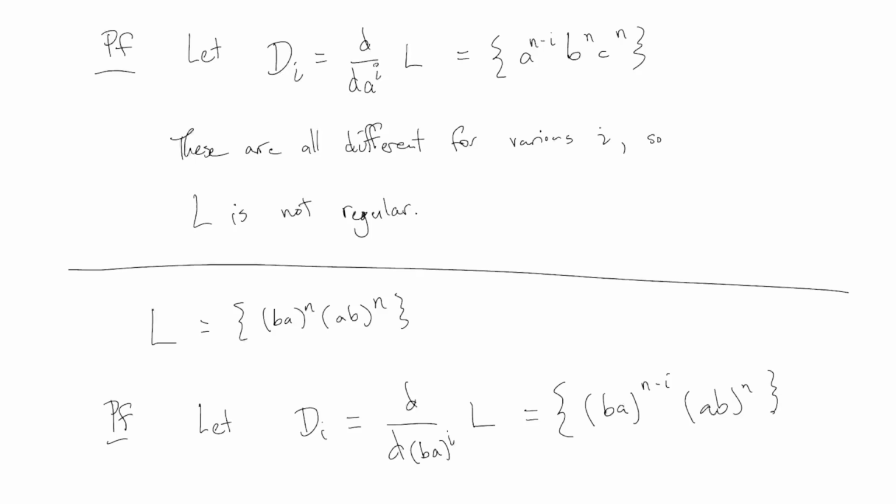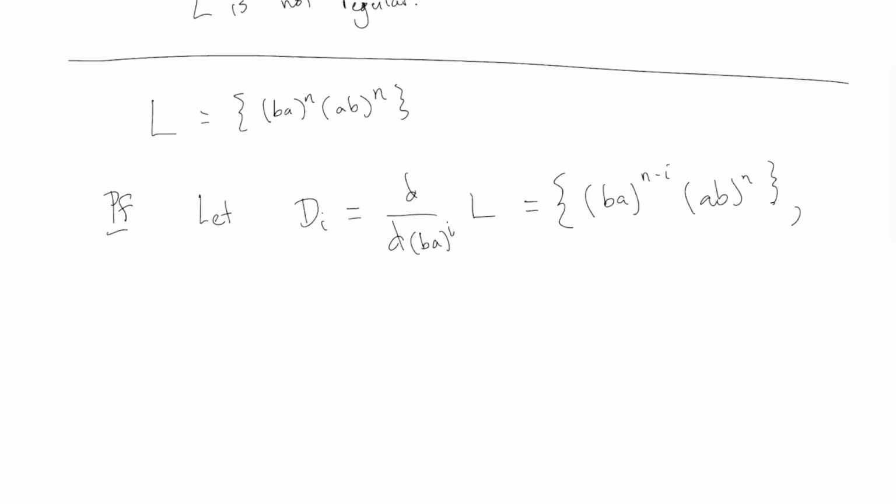And again, these are all different for different i's because, for example, i equals 1 means there's one less BA than there are of the ABs after it. i equals 2, there's 2 less, and so on. I know I should be using the word fewer rather than less, but I can't be tamed sometimes. All right, so anyway, these are all different. So L is not regular. That's the idea.